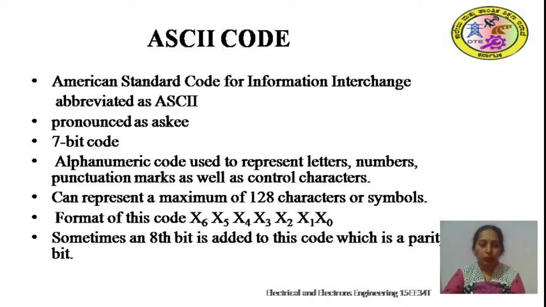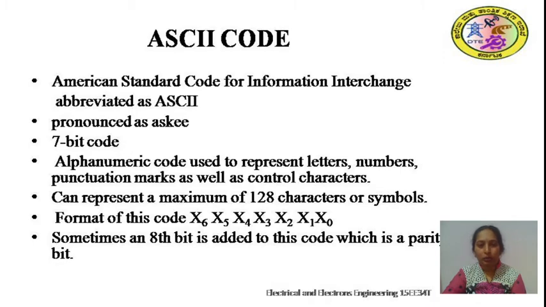It is a 7-bit code. This ASCII code is a 7-bit code. Okay, it is used to represent letters, numbers, punctuation marks, control characters, anything which you can look on a keyboard. Hence it is called an alphanumeric code, because this code is used to represent numbers and alphabets also.